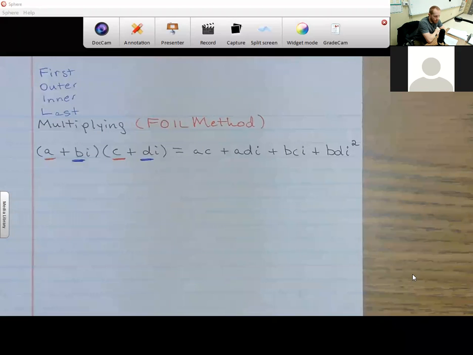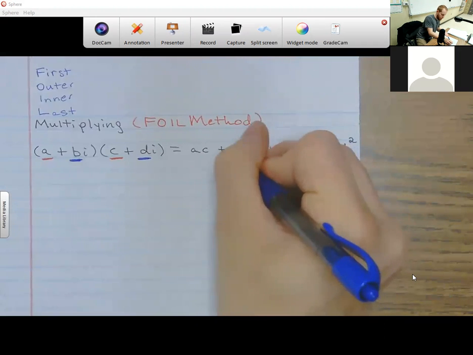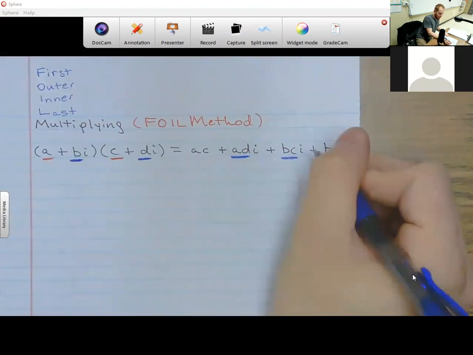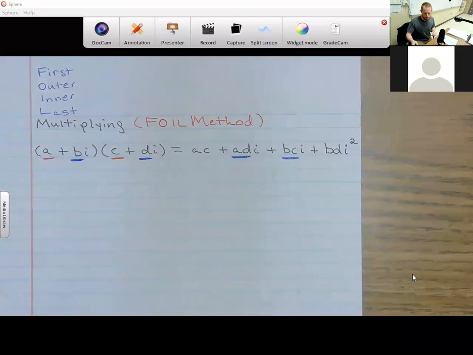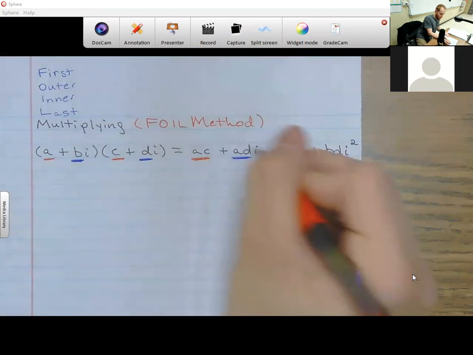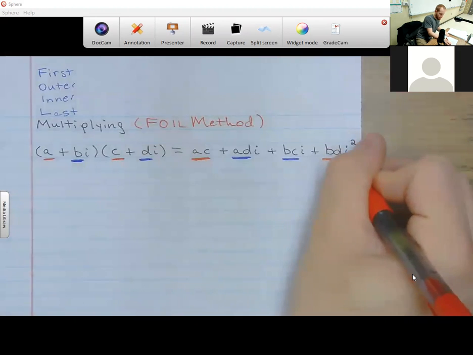Okay. So what do we see about this immediately? Well, we got two imaginary parts. I'm going to underline them in blue. They occur in the middle, AD and BC. Notice how they're attached to I's, so I mark them with the blue. And these two are actually going to be my real parts, the AC and the BD.